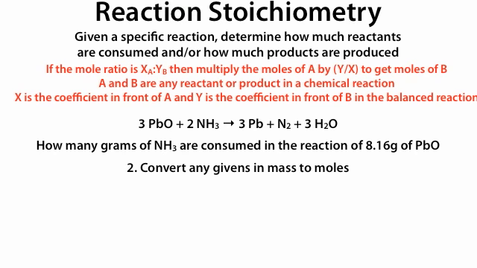Step 2. Convert any givens in mass to moles. If we look at our givens, we see that we have 8.16 grams of PbO. This is in mass. We need to convert 8.16 grams of PbO to moles. How do we do this? We divide 8.16 grams of PbO by its molar mass of 223.199 grams per mole, which is equal to 0.037 moles of PbO.